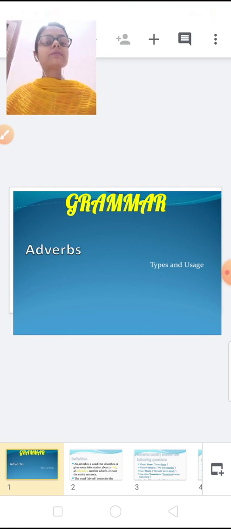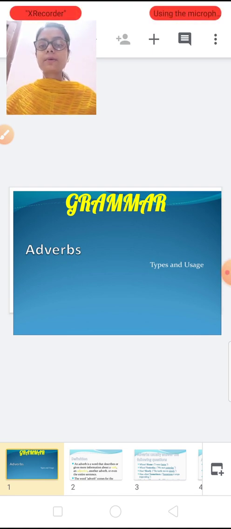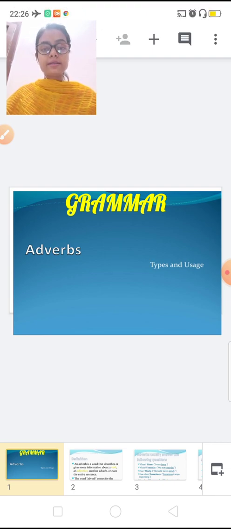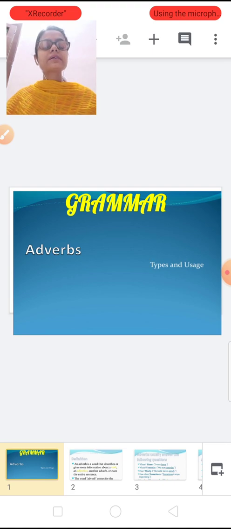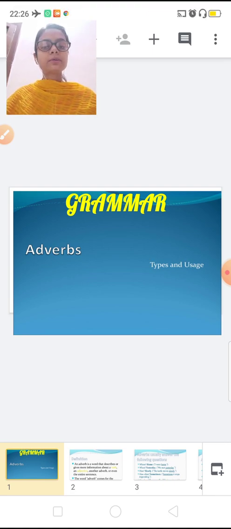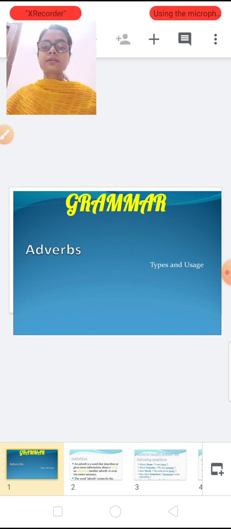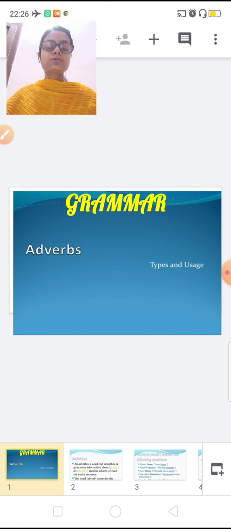So today in grammar session we are going to understand about the adverbs, its kinds and uses also. In our last grammar session we had covered about verbs, so it will help you to understand the adverbs also, because now you know everything about the adverbs.